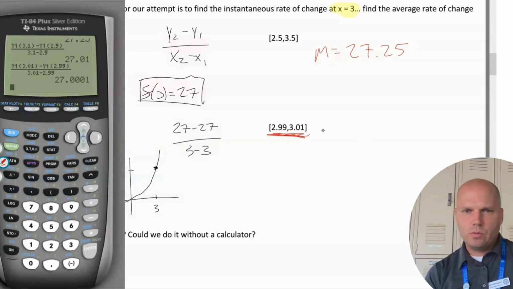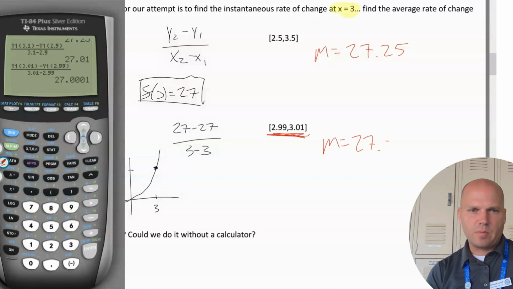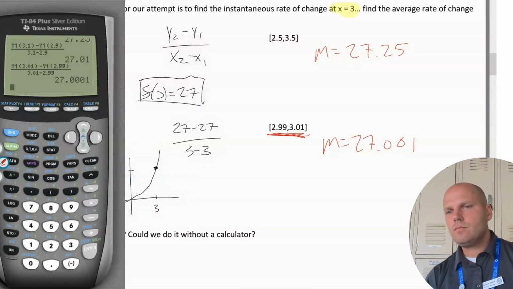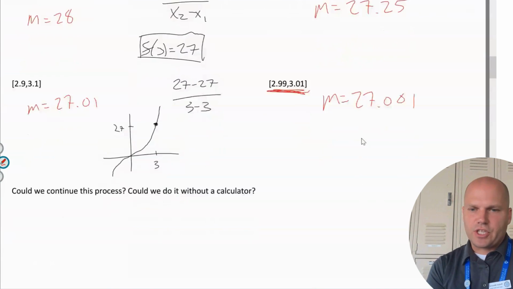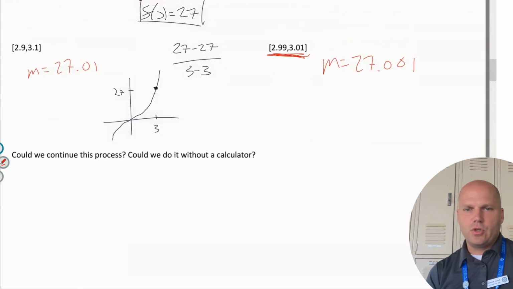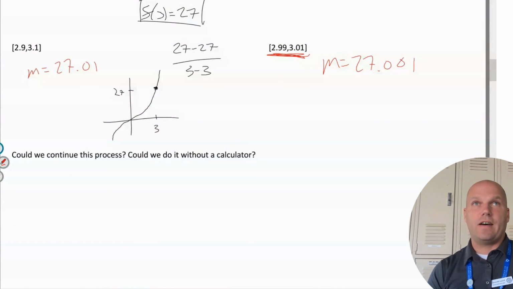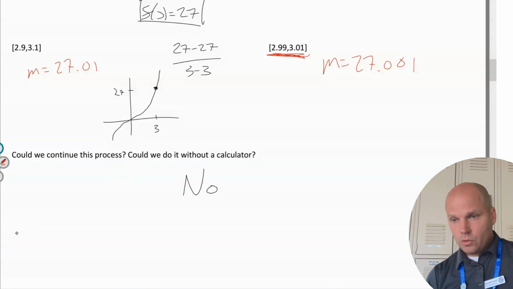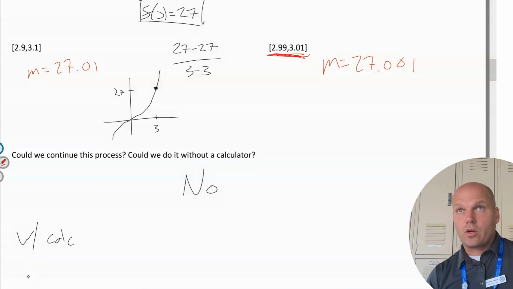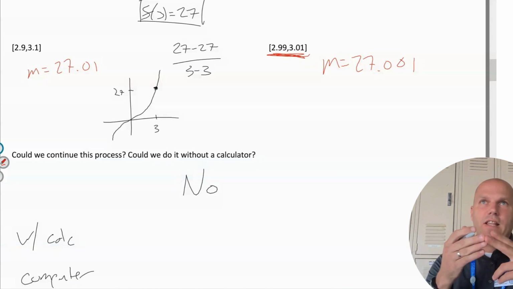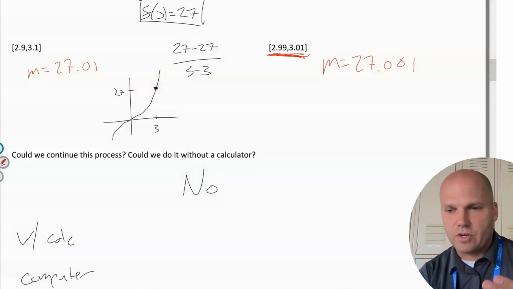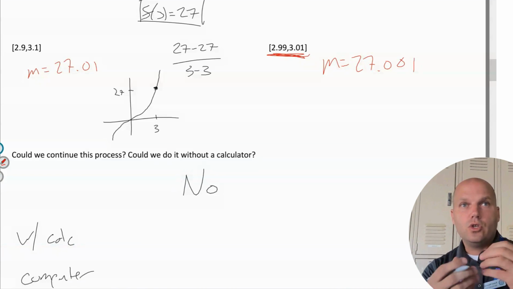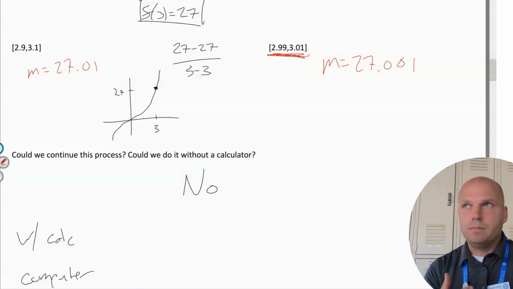And we get this value 27.001. Now, is this a realistic process that we could do without a calculator, or we could do at other values? Well, without a calculator, no. With a calculator, with some sort of machine or computer, we could program in something to just say, hey, look a little bit to the left, look a little bit to the right, and use 2 points very close and give me a slope.